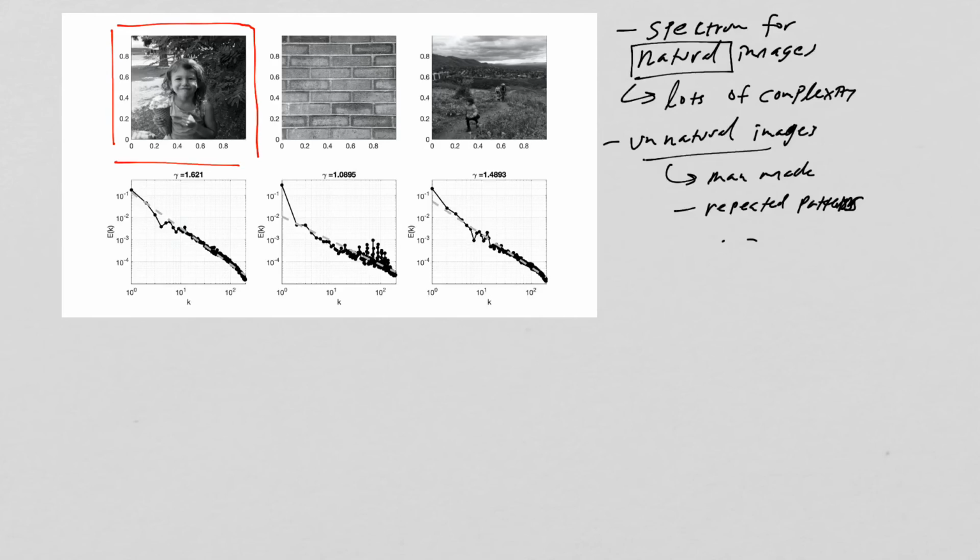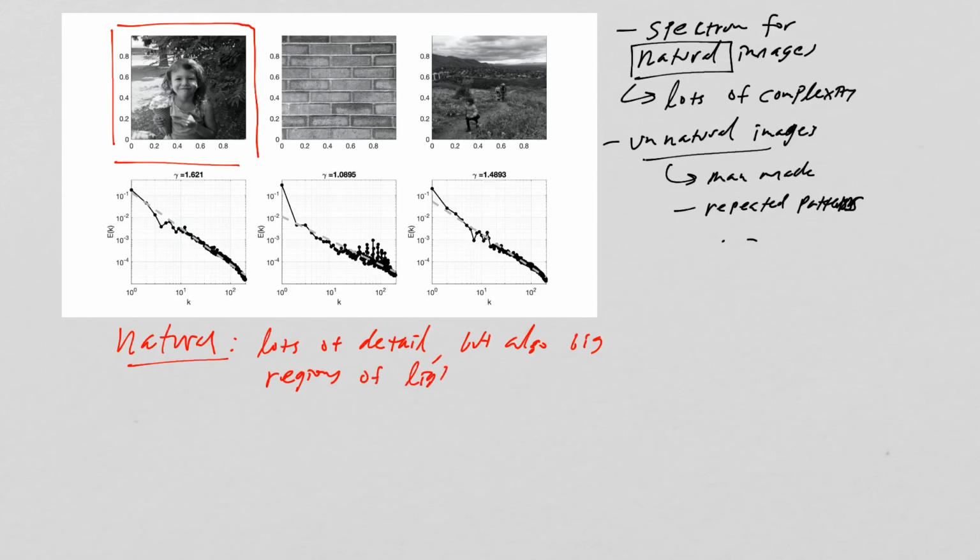So if I talk about natural images, what you see is that there's lots of detail, but also big regions of light and then dark. So what you do is basically you have complexity at many spatial scales, and they actually have a really neat thing that happens here.